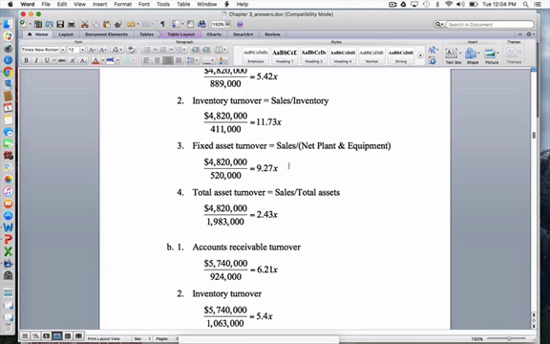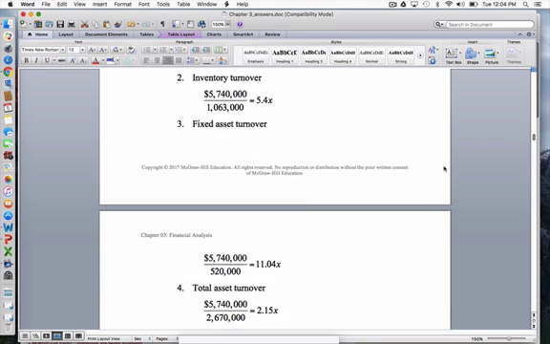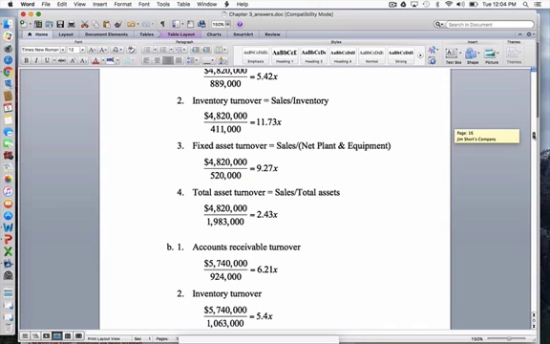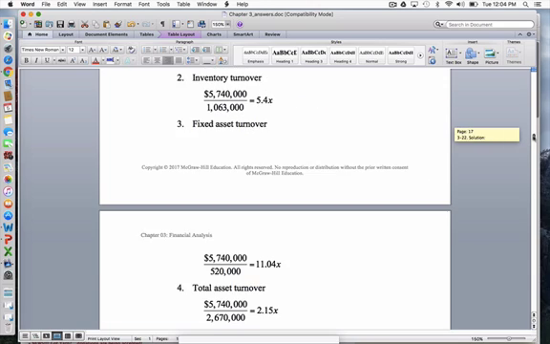It takes you longer to sell your inventory. Fixed asset turnover is 9.27 times year 1, and year 2 is 11.04, an increase. And total asset turnover is first year 2.43 times, the second year is 2.15. So it's a slowdown in total asset turnover.